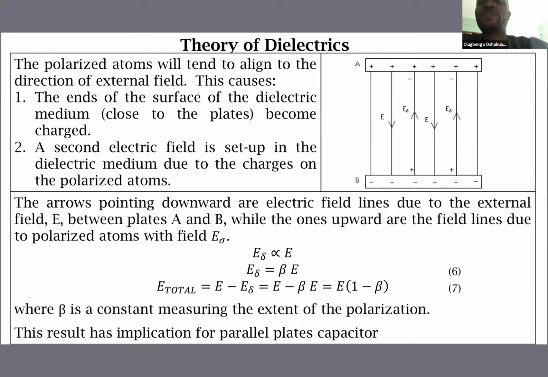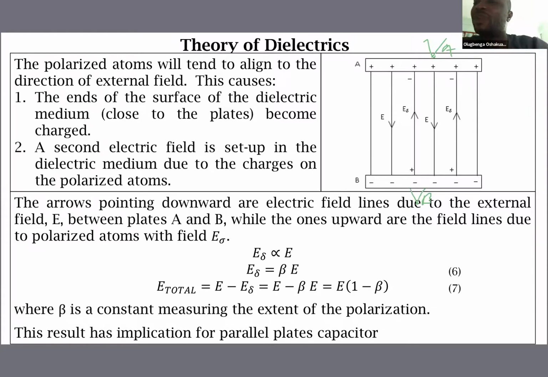So still on theory of dielectrics, the polarized atoms will tend to align in direction of the electric field. This causes the ends of the surface of the dielectric medium close to the plates to become charged. So let's come back to this figure we have here. In this diagram, we have conducting plates A and B. A is having potential VA, B is having potential VB.